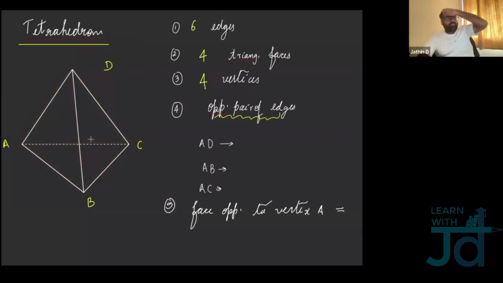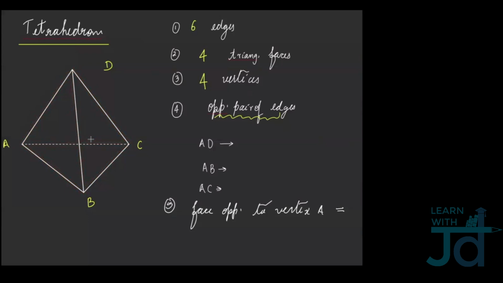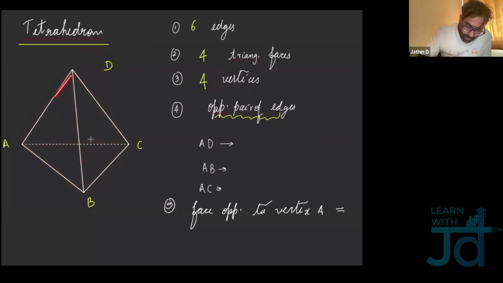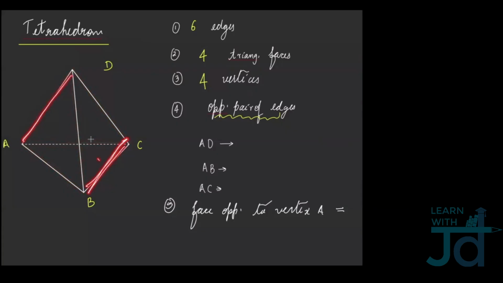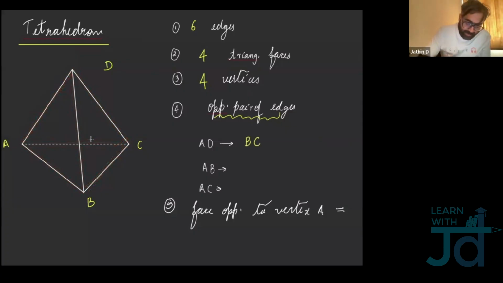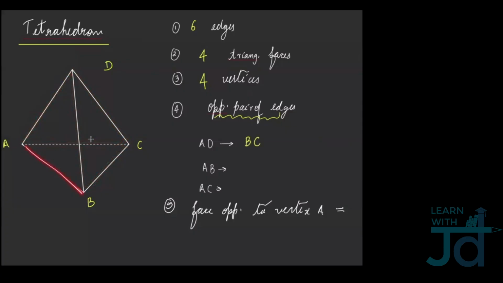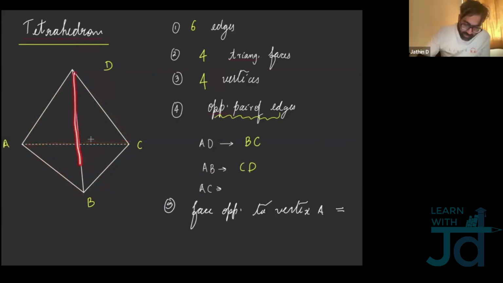Opposite pair of edges. All these concepts you should know. AD's opposite is BC, something that is not connected to it. AB's opposite will be CD. Very good. And AC's opposite will be BD. Correct. See, it's not connected actually.